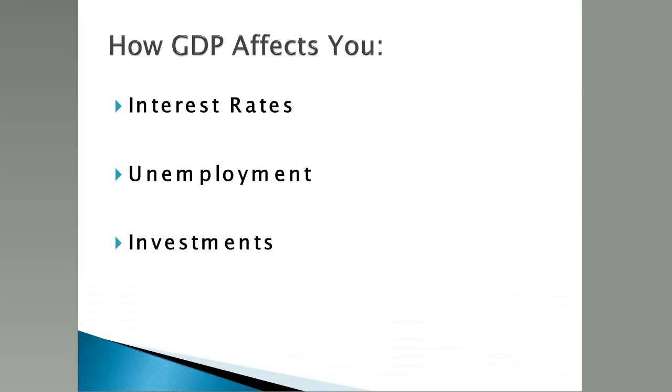You should look at the GDP quarterly reports from the BEA, or Bureau of Economic Analysis, to see which sectors of the economy are growing and which are declining. This would help you determine whether and where you should invest your money.